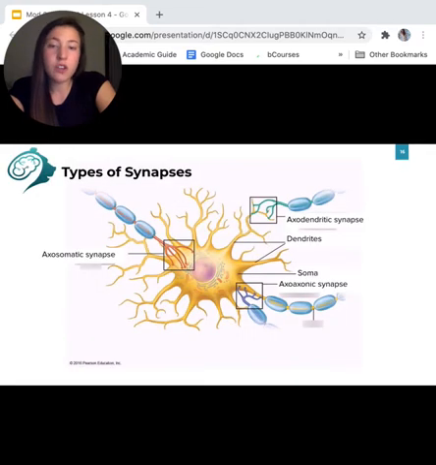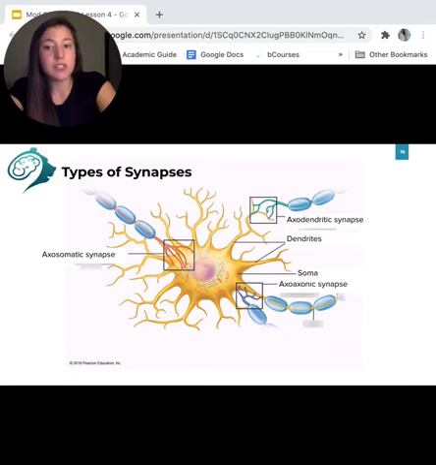And there are different types of synapses, and these are axosomatic, axodendritic, and axoaxonic synapses. The names are based on the postsynaptic membrane. And so for axosomatic synapses, the postsynaptic membrane is the soma. Axodendritic, it is the dendrites, and axoaxonic, this is the axon itself. So axodendritic and axosomatic are the most common.